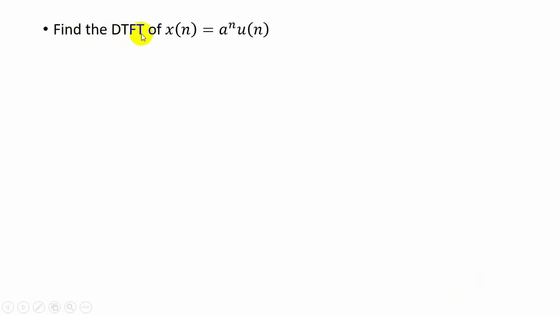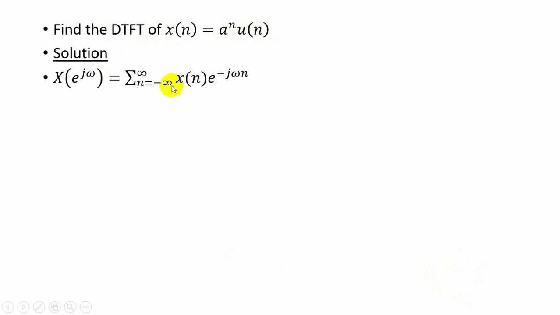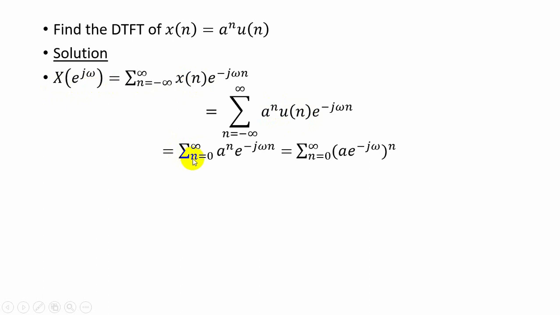Now we will find the discrete time Fourier transform of the sequence a power n into unit step sequence. We know that the discrete time Fourier transform of a signal x of n is given by X of e power j omega. Here x of n is equal to a power n into u of n. We know that the unit step sequence value is equal to 1 when n is greater than or equal to 0. So the equation can be rewritten as summation n equal to 0 to infinity, a power n into e power minus j omega n, which is equal to summation n equal to 0 to infinity. We can combine these two terms: a into e power minus j omega, the whole power n.